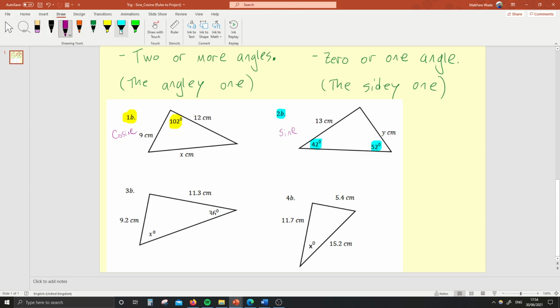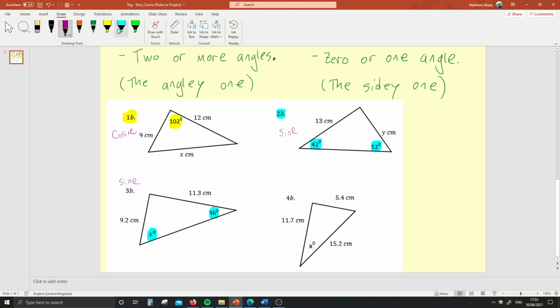Okay, on to the third. What do you reckon for the third? Well, check it out. We've got this angle, which is given, but this one's unknown. Do we still count it? Well, yeah, we do. Highlight that one. You just ignore the ones that aren't labeled, but you do highlight the ones that are labeled. So is this cosine law or sine law? That's it, it's sine law again. Cool, because it's got two or more angles.